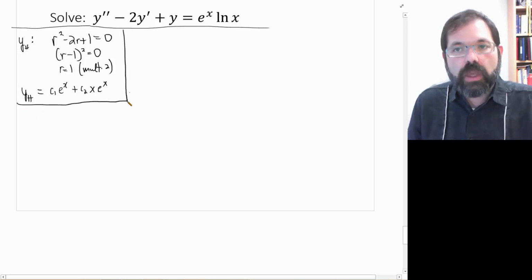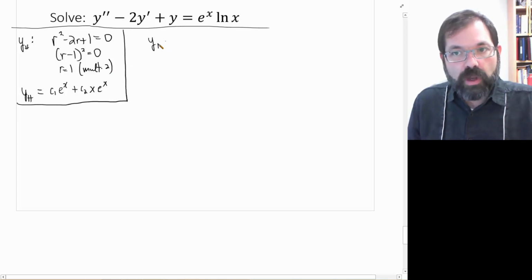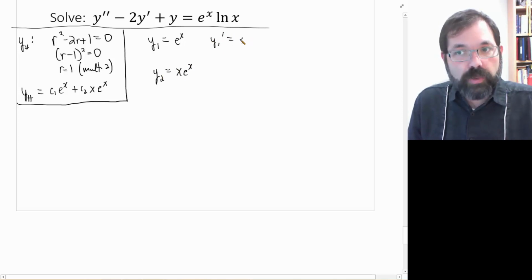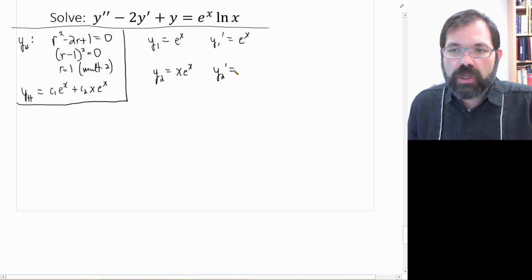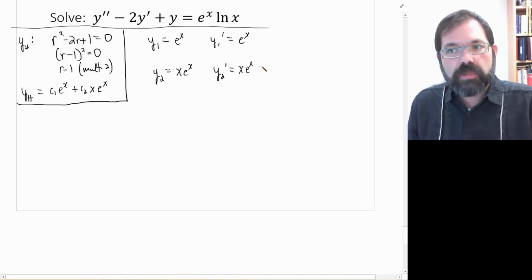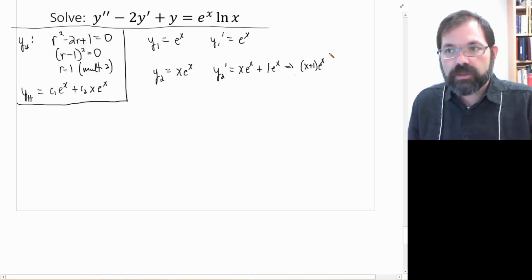So there's the y sub h, which means that I'll take the y sub 1 to be e to the x. I'll take the y sub 2 to be x e to the x. The y sub 1 prime then is also e to the x. And the y sub 2 prime, you'd have to use a product rule here. So let's see, this is x e to the x plus 1 e to the x. And so I can write that as (x plus 1) e to the x.